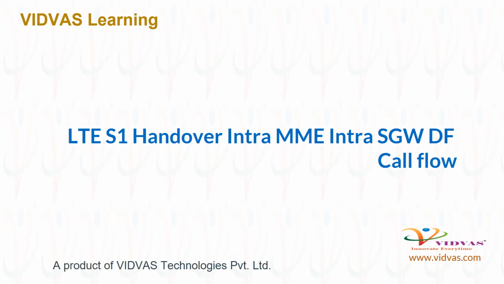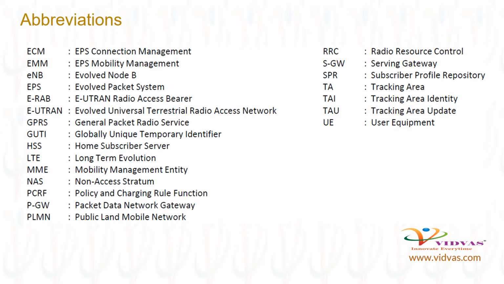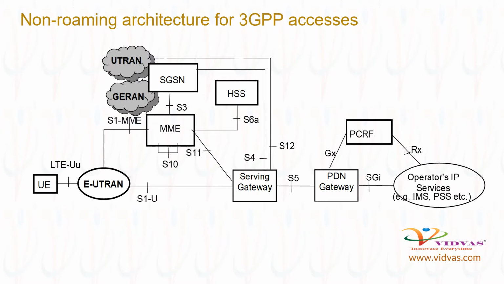In this session, we would go over LTE Intra MME Intra SGW S1 Handover Direct Forwarding Call Flow. The following is the list of widely used abbreviations in LTE EPC. The diagram shows non-roaming architecture for 3GPP access. We assume that you have fair understanding of LTE EPC architecture. If not, please go over VIDVAS Learning LTE EPC Overview video tutorial.